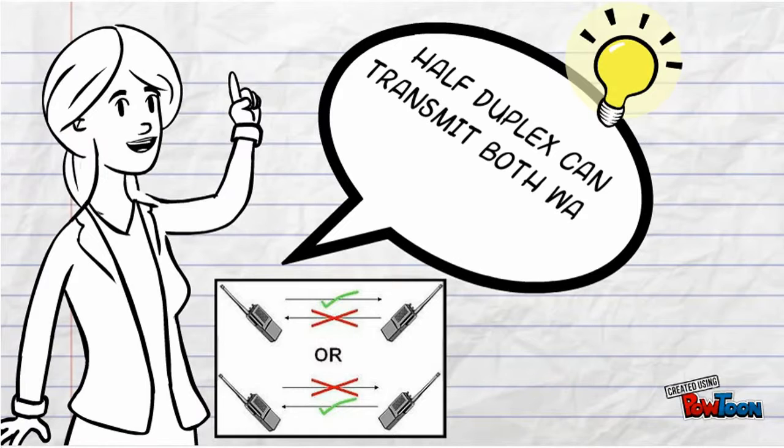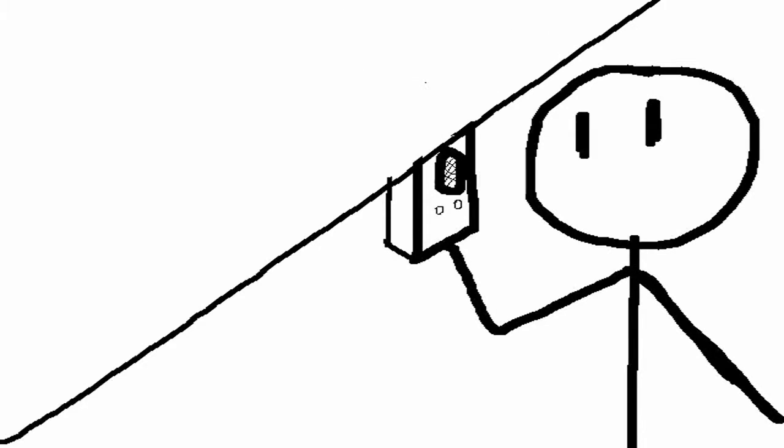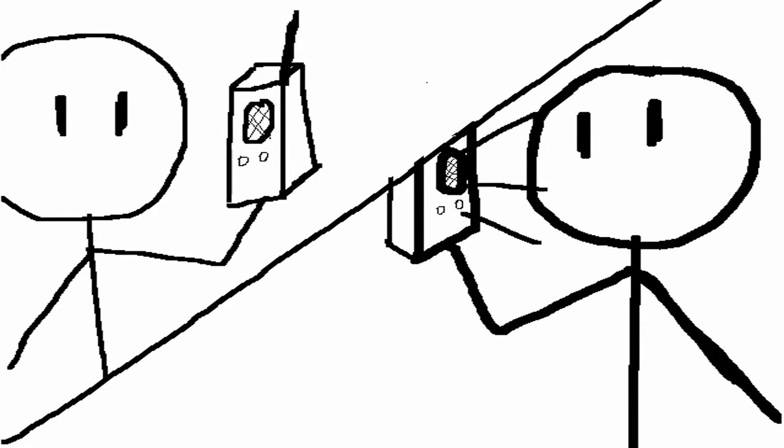Half-duplex can transmit both ways but only one at a time. A good example of half-duplex transmissions can be seen in walkie-talkies. Here we can see that the two speakers together can send signals to one another but not at the same time. If you're speaking, you can't hear anyone else interrupting. On the other hand, you have to pause to let others speak.